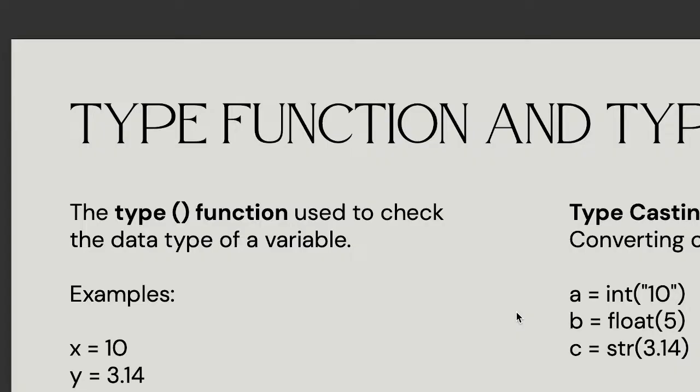Typecasting or type conversion is basically converting a variable from one data type to another. This will only work for compatible types. So here in the examples, I have a equals int of "10". So "10" is a string. Now we can convert this to an int. Similarly, we can convert float of 5 to 5.0. 5 is an integer value, but we have an equivalent of it in float, which would be 5.0. Then 3.14 is a float value. We can convert it to string, that is, it will be "3.14" within quotes.